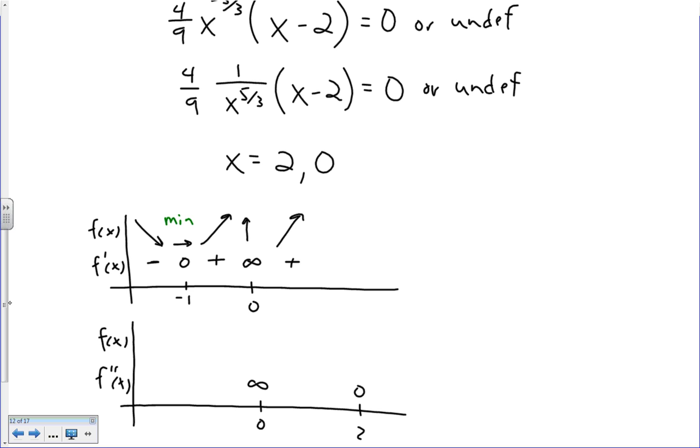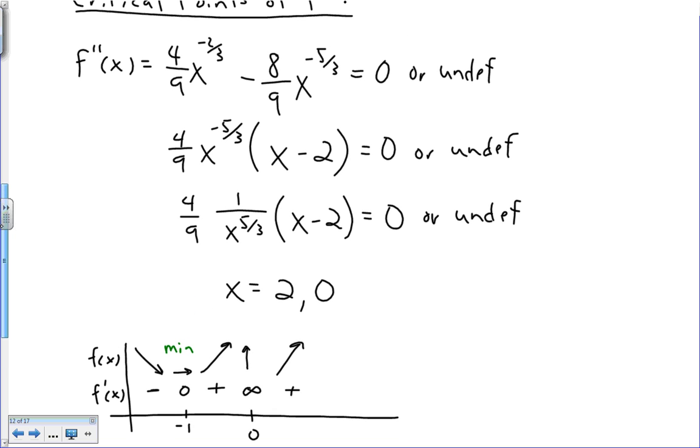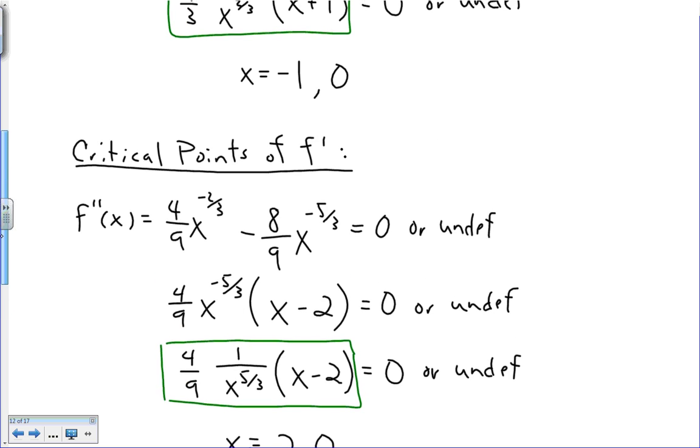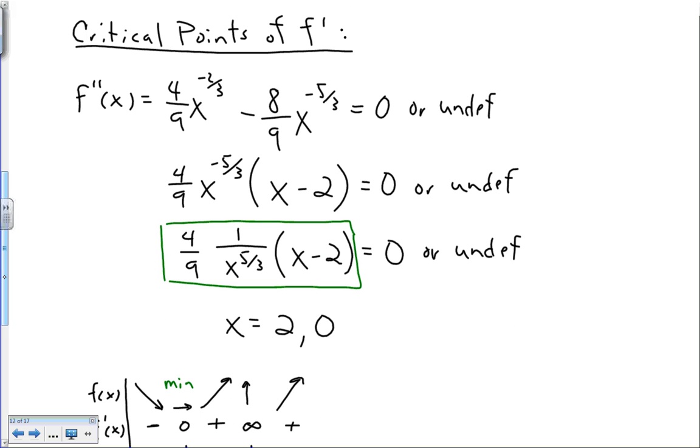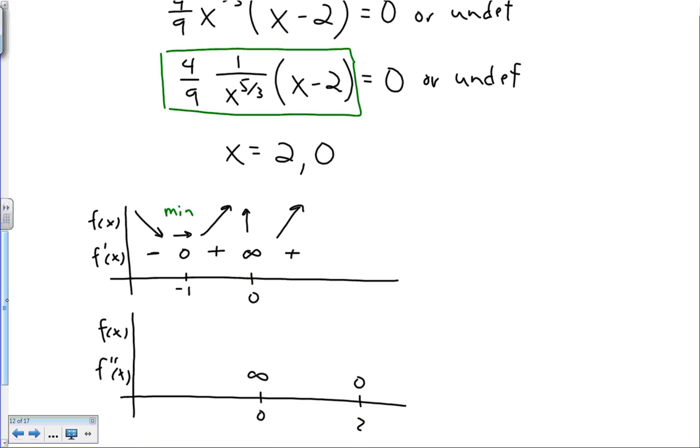All right, let's do the same thing for the second derivative. Come back up here to our second derivative equation. And I'm going to look at this last way that we wrote this. Again, you could work with any one of these, but this is the easiest one to work with in terms of finding the sign. So we're going to plug in a value that's less than 0, like -1.